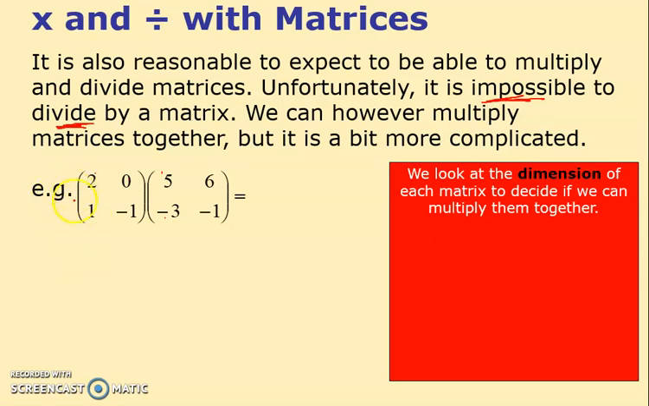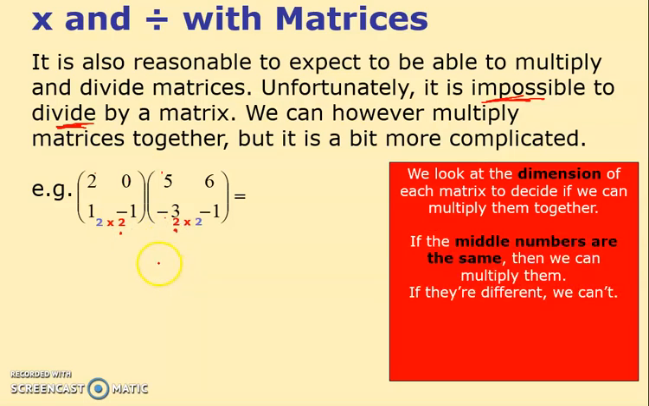We've done dimensions in our last lesson. So look here, it's 2 down by 2 across, so I've written 2 by 2, and this is also 2 down by 2 across. Now, notice the middle two numbers agree. That's good. They must agree. If they don't agree, you can't multiply them. So if the middle two numbers agree, then you can multiply them.